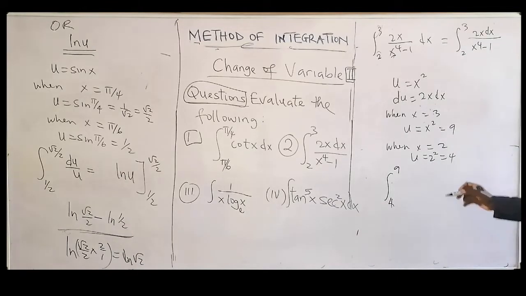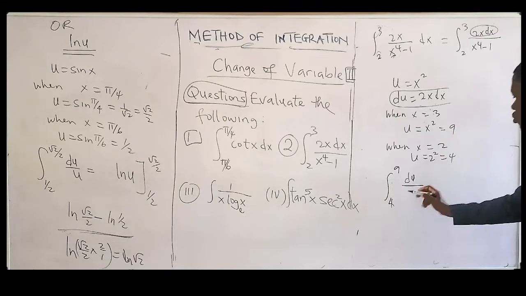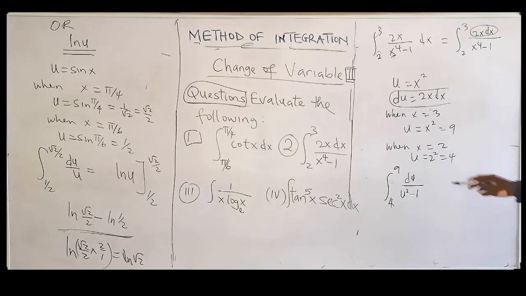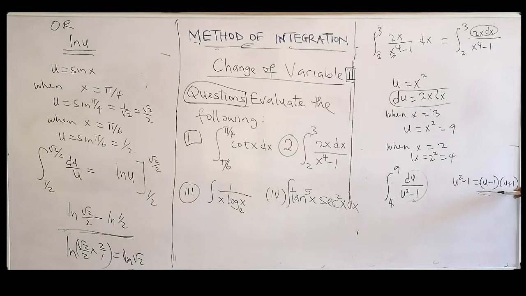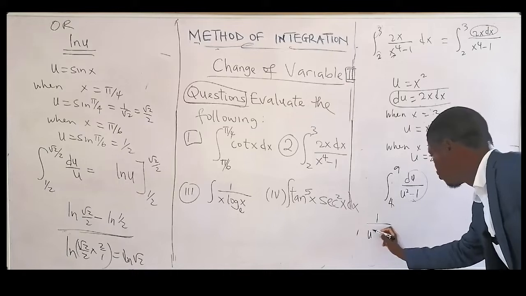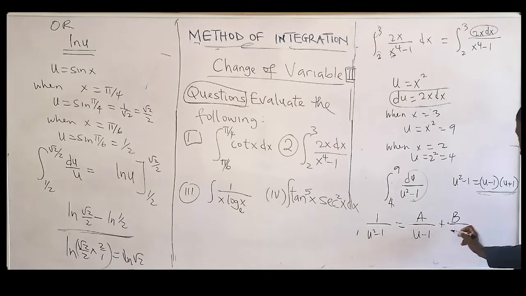Then our expression now becomes du over u squared minus 1. So everything is in the form of u now. What we now do is use partial fractions to solve this, because this is a linear factor. u squared minus 1 is u minus 1 into bracket u plus 1. This expression is factorizable, so we can express the denominator in rational factors. So 1 over u squared minus 1 will be equal to a over u minus 1 plus b over u plus 1.